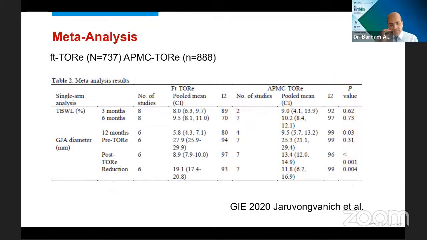We've recently published in GIE a large meta-analysis, and you could see the numbers are large. So this is no longer a practice that is case series and case reports. We now have randomized trials, and we have very large cohort series.